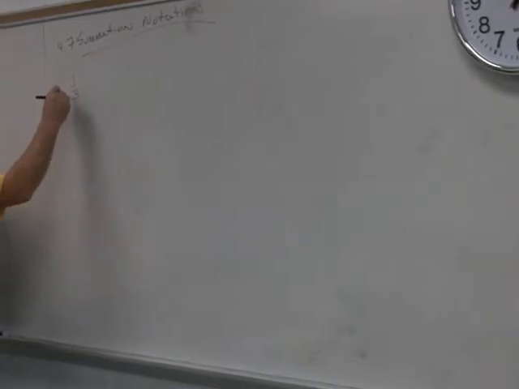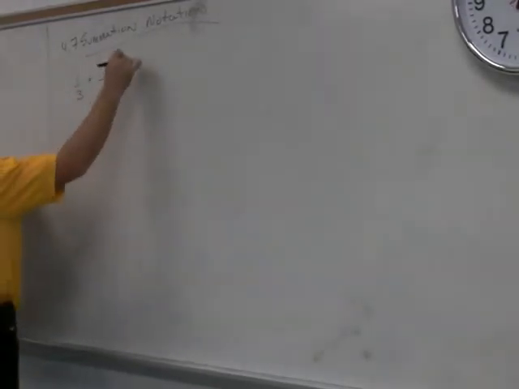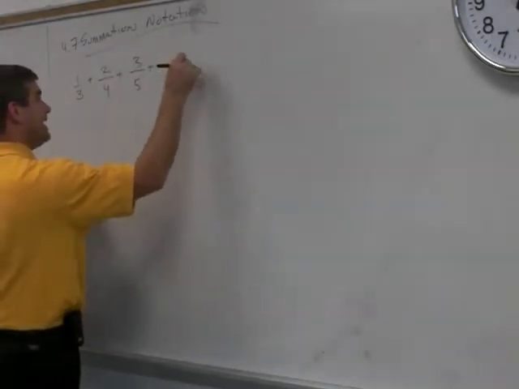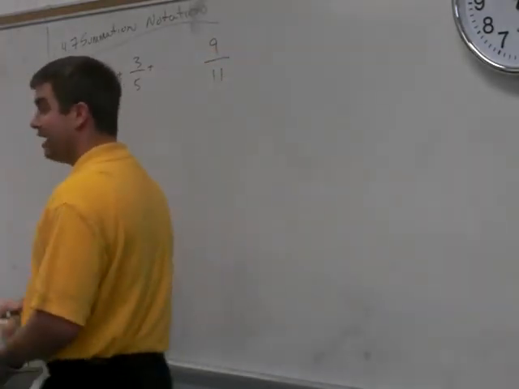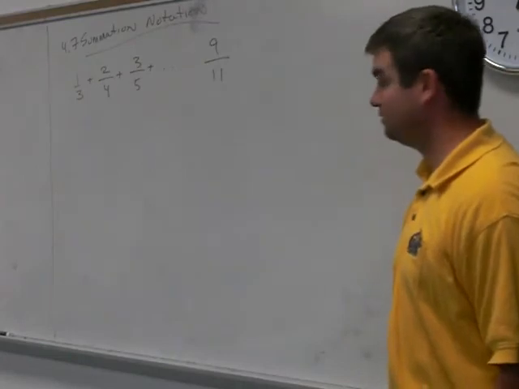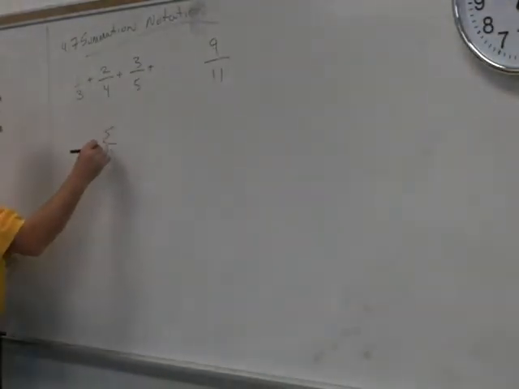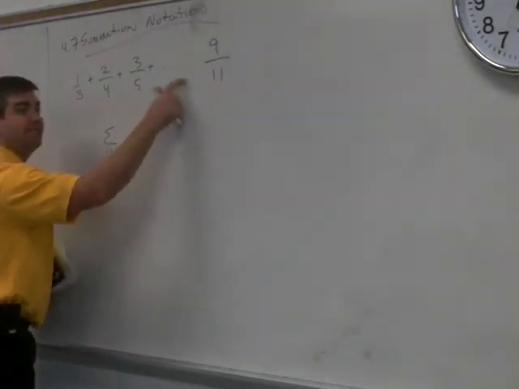Okay, here we go. 1 over 3 plus 2 over 4 plus 3 over 5 plus dot, dot, dot, 9 over 11. All right, so you have to write it in summation notation. The first thing I'm going to do is put our E, i equals 1. Is this an infinite series or a finite series? Finite. But we don't know how many terms are in here yet. We got to figure out the rule first.